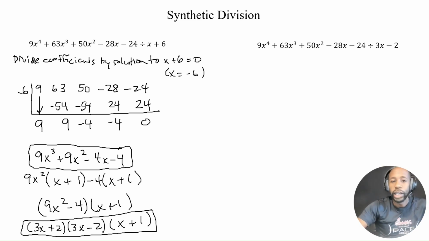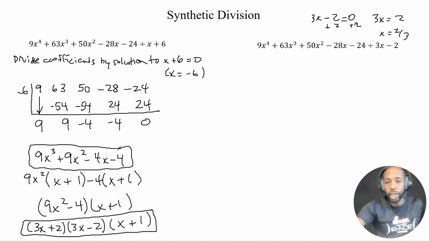Now let's do, if you notice, this second question is the exact same polynomial except it's divided by 3x minus 2. Now, we're dividing the coefficients essentially by the solution to 3x minus 2 equals 0. Or in other words, if we solve that, 3x equals 2 or x equals 2/3. Okay, so that's our outside number. So 2 over 3 on the outside of the bracket.